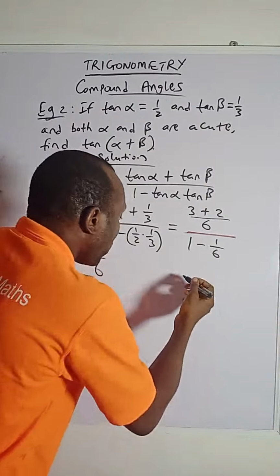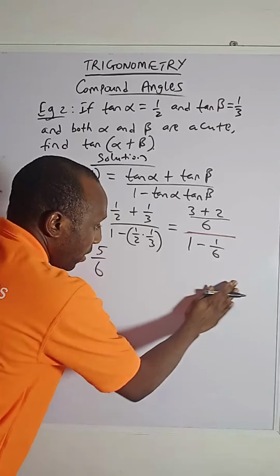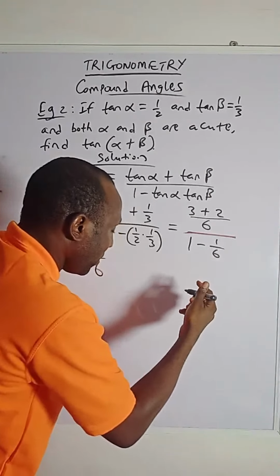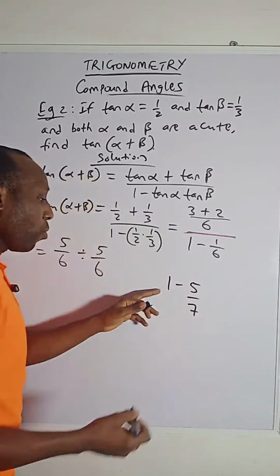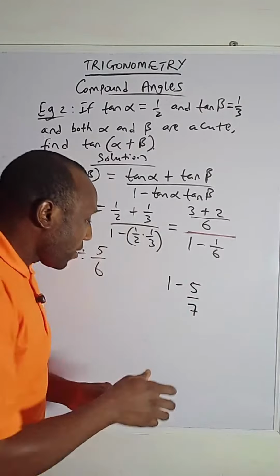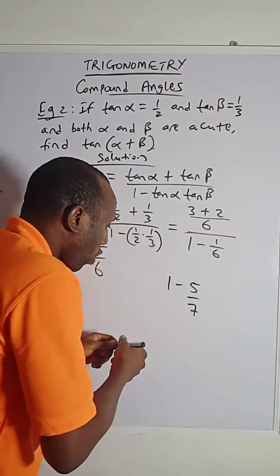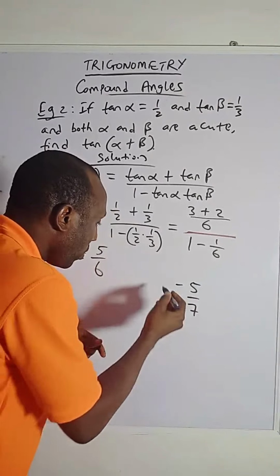So how about you try this one? Sorry, I'm just adding this. What about 1 minus 5 over 7? Who can tell me what this would be, without finding the LCM and all that? What's 1 minus 5 over 7? If you know it, type it in the comments.